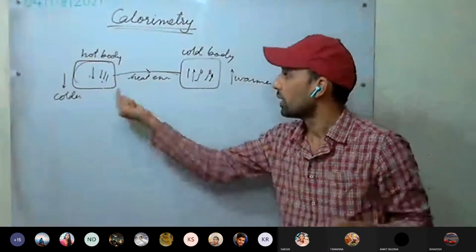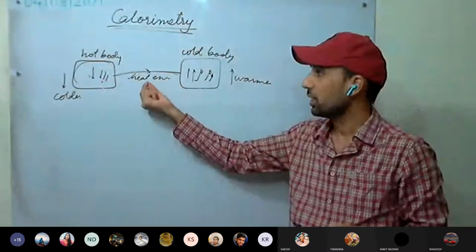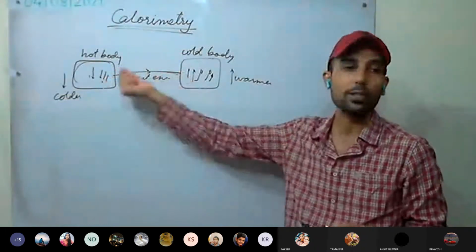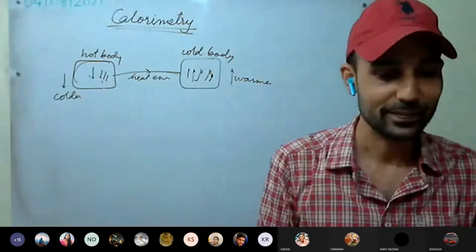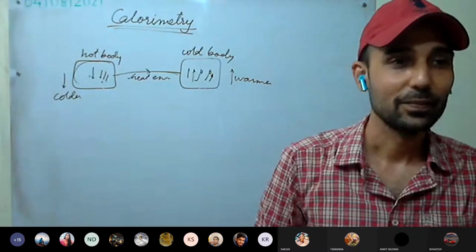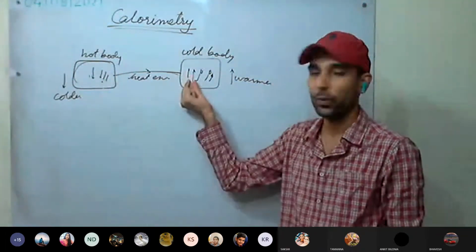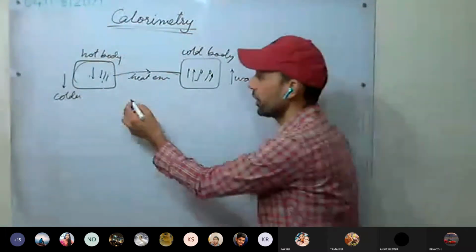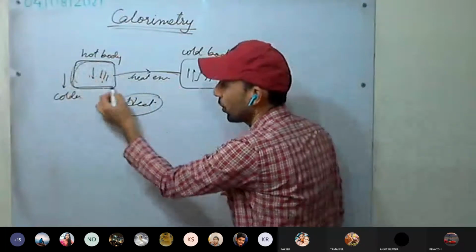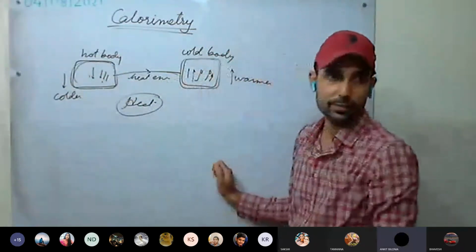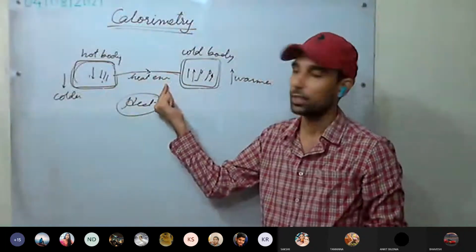Okay, which energy is flowing from the hot body to the cold body? It is the heat energy. The flow of energy from the hot body to the cold body is called thermal energy, or the energy which is flowing from the hot body to the cold body is called heat. How do you define heat? Heat is the form of energy which is flowing from the hot body to the cold body.